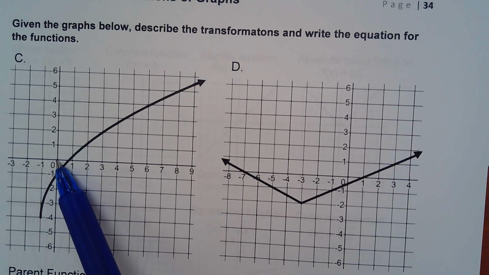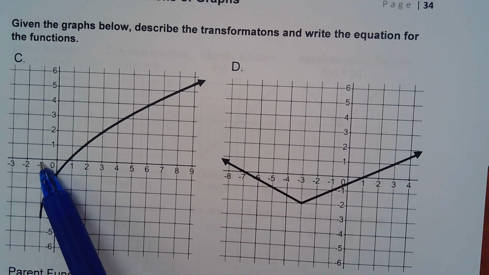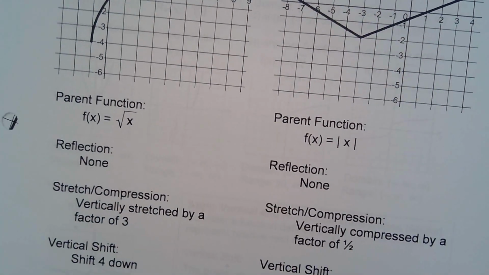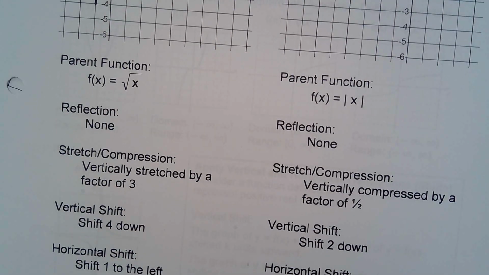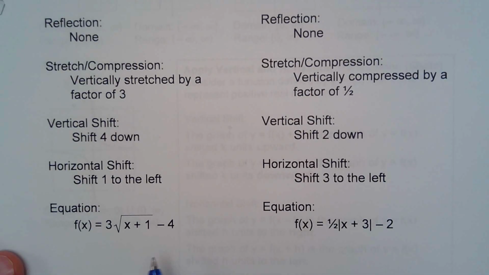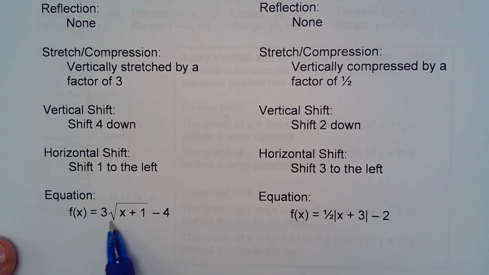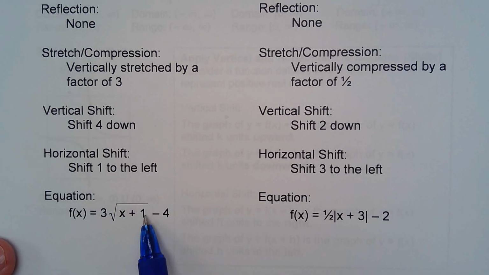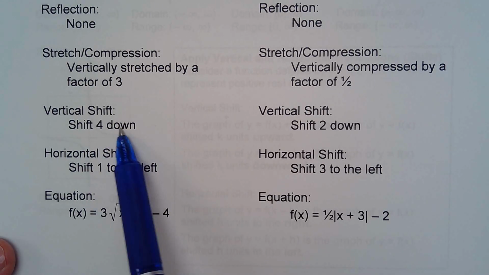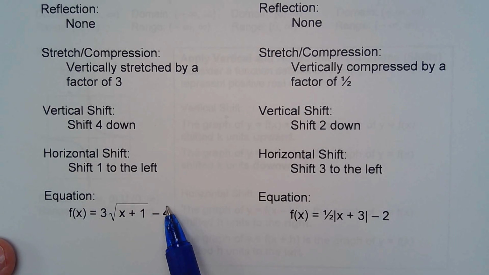This point's been shifted left 1 and down 4. So I'm shifting 4 down and left 1. So I'm going to have this 3 in front of the square root. To the left 1, I have to put a +1, and down 4, -4. So this 3 is going to go here in front of the square root. Shift to the left 1, I have to write that as a +1 underneath the square root of the x, and then down 4, -4 on the outside.